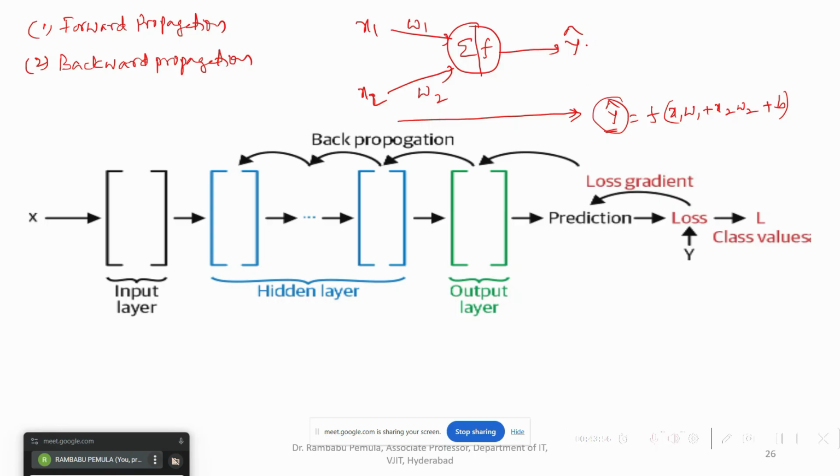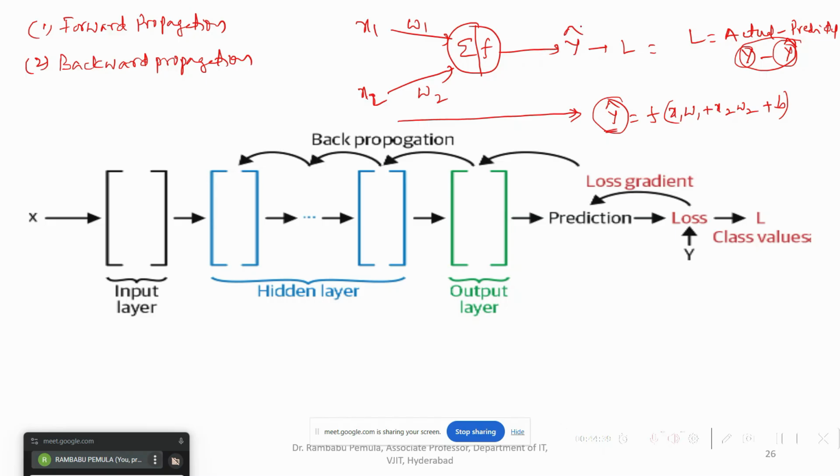Now, if the actual value and the predicted value are the same, then the loss is going to be 0. What is the meaning of loss? The difference between the actual value minus the predicted value. Here the actual value we call y and the predicted value we call y cap. The difference between y and y cap, the actual value and the predicted value, is called the loss function.